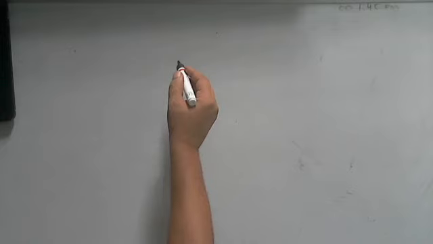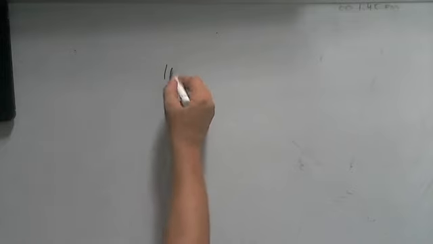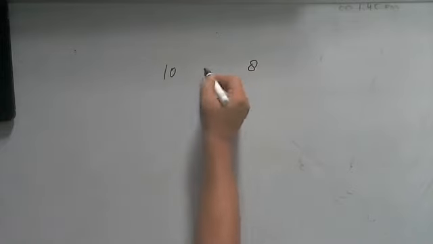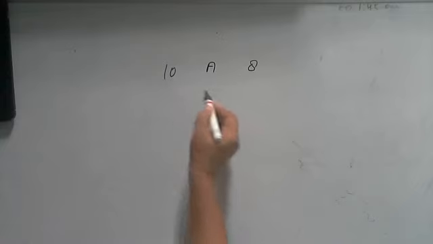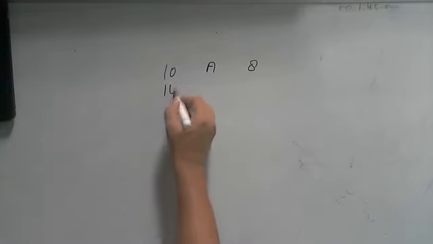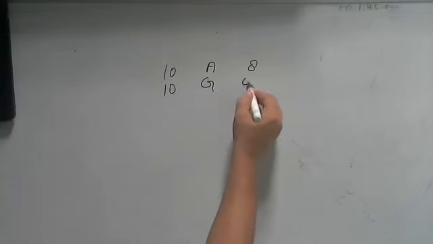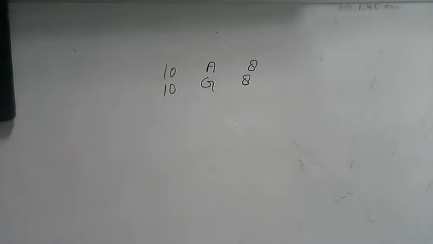If A and B are two numbers, 10 and 8, and the arithmetic mean between them is A and the geometric mean between them is G, we need to find... no, the question is a little different. Let us take some other question.